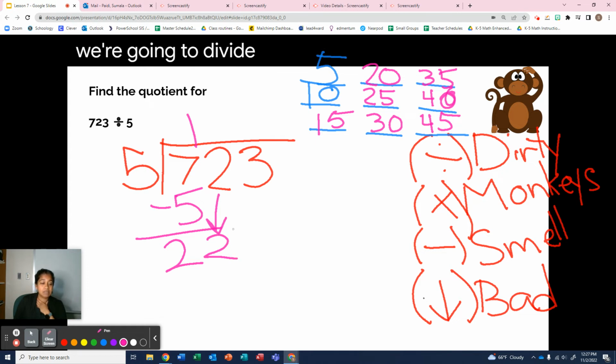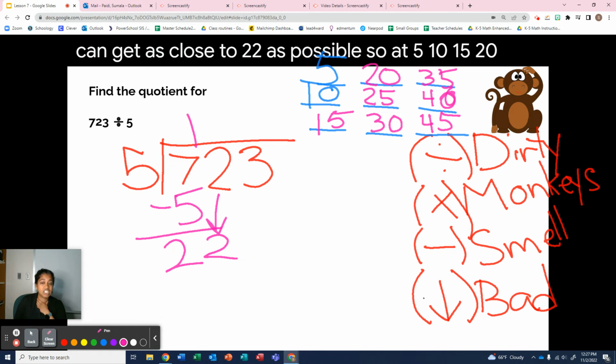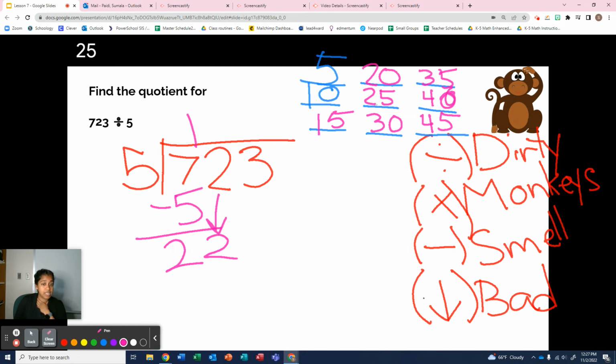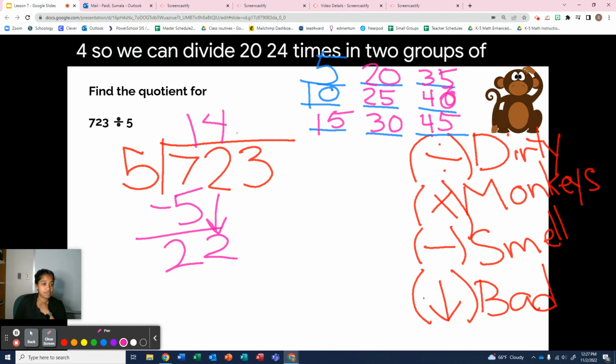And now we got to start all the way at the top. We're going to divide, but this time we're going to divide 22 by 5. So let's look over here and see if we can get as close to 22 as possible. So we have 5, 10, 15, 20, 25. 25 is too big, so we got to stay with 20. So that is 1, 2, 3, 4. So we can divide 22 4 times into groups of 5.